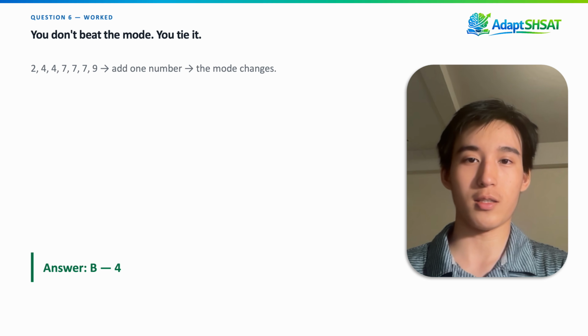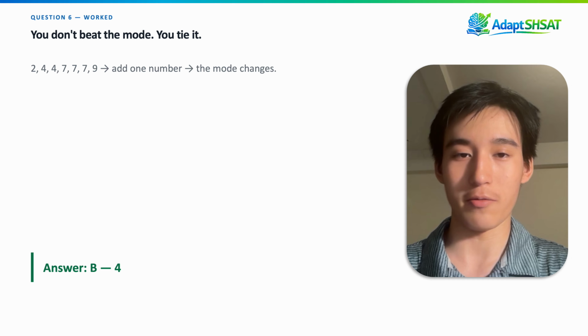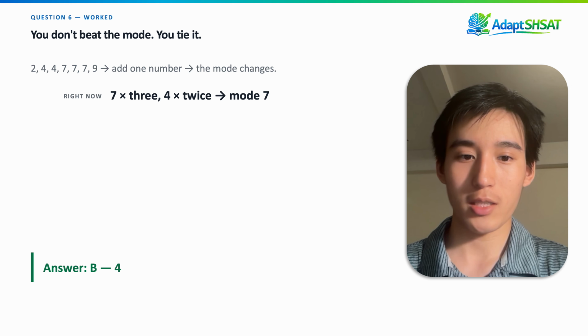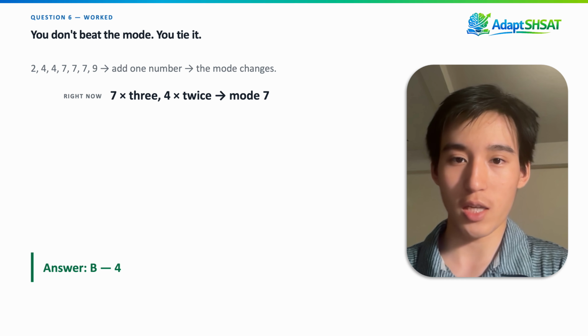The mode is the statistics one everyone thinks is really easy. So let's really see if you know how to solve this question. Right now, 7 shows up 3 times and 4 shows up twice. So the mode is 7 on its own.